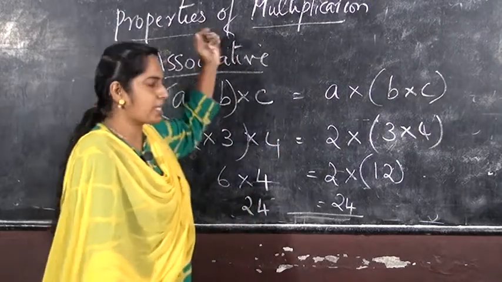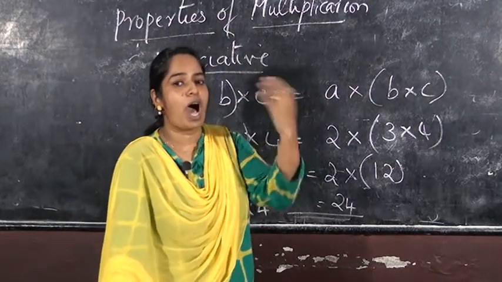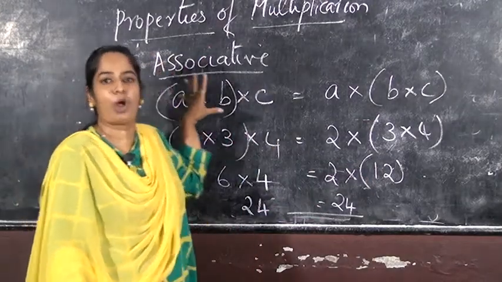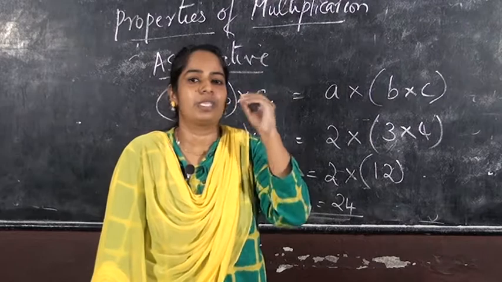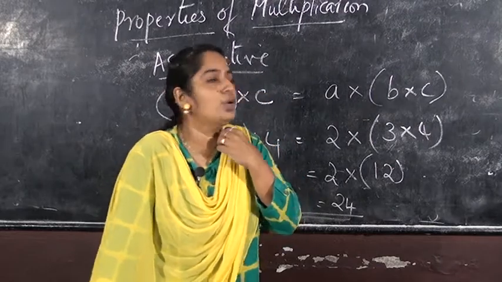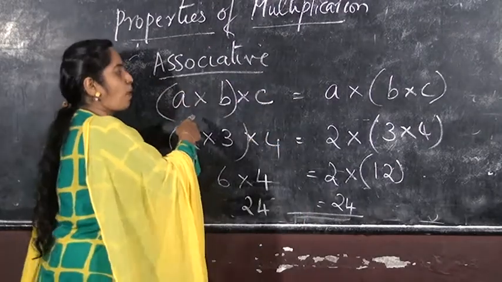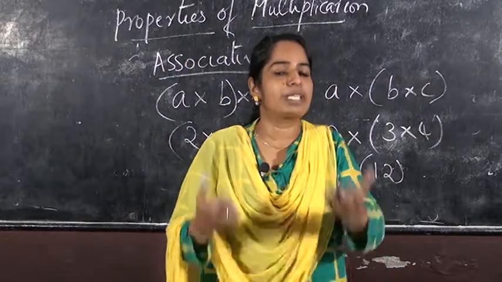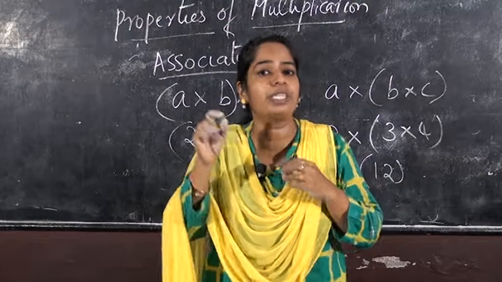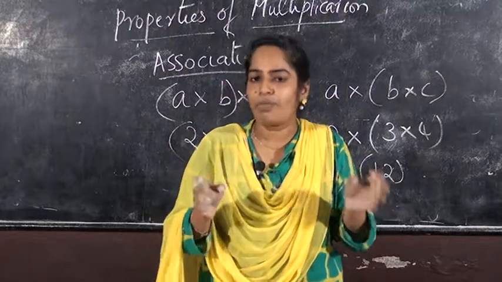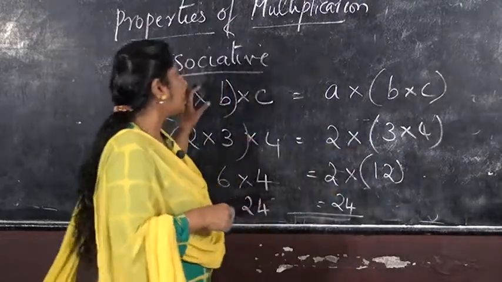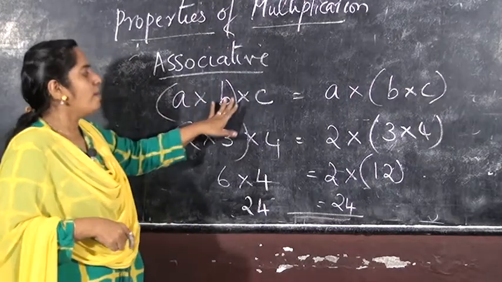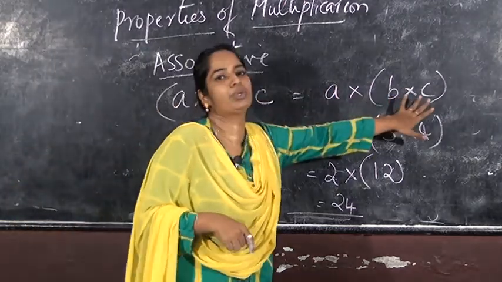Here there are different kinds of properties. If they ask to do by using properties, it means we must do by using these properties. They will be asking you to check by using associative property, check by using commutative property and all. So you must check by using that property itself. If you are not thorough in that property, you will not be able to do it using these properties. So this associative property is a into b into c is equal to a into b into c.